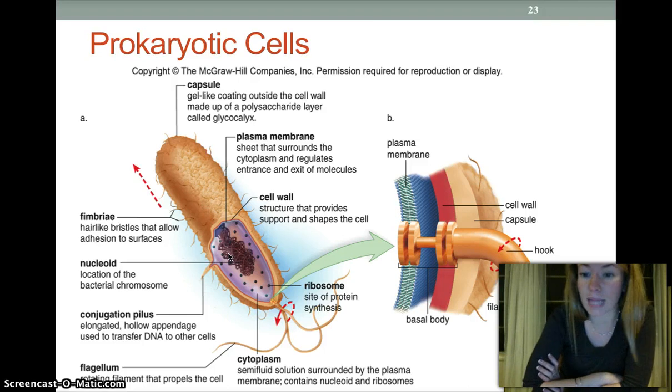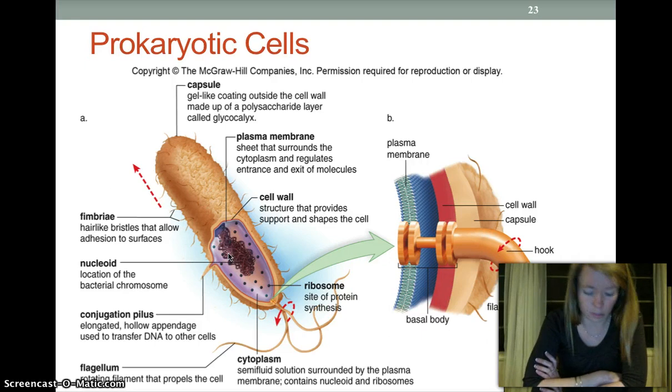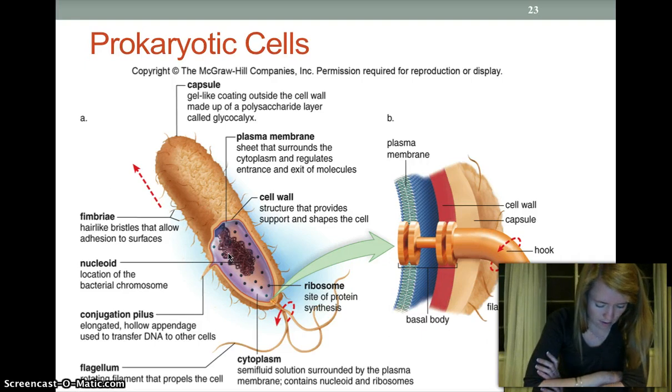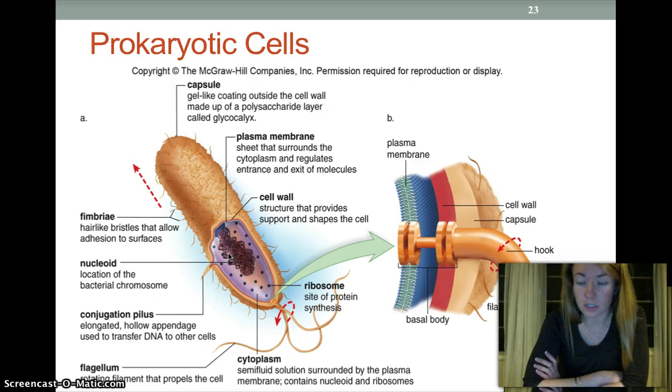There are also many plasmids, which you should recall are small little circles of DNA floating around that are not necessarily a part of the chromosome, but they are still in there. They have ribosomes, which are important. Obviously, they need proteins. Every living thing needs proteins to do its jobs. So they do have a lot of ribosomes, which are free in the cytoplasm.